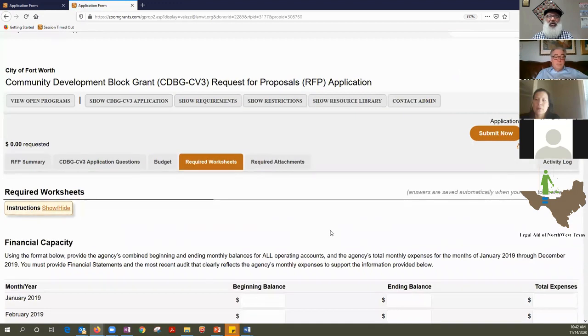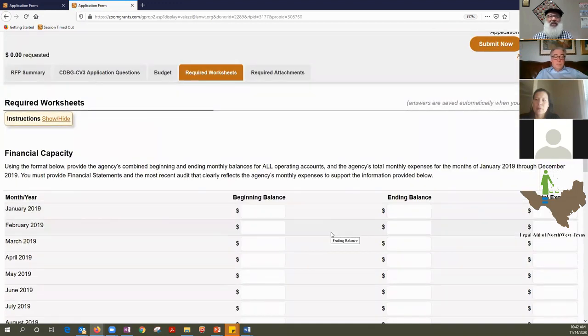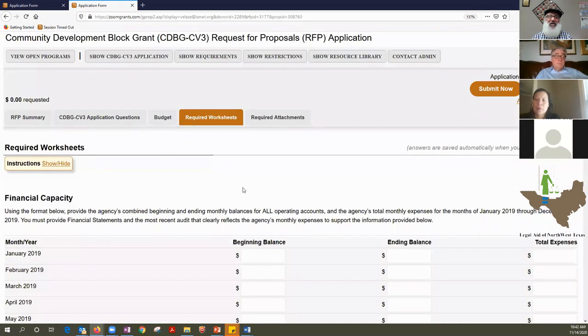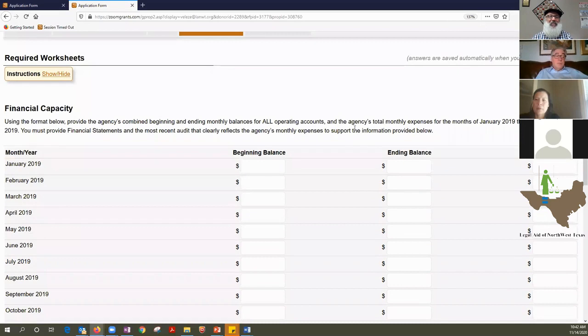After that, then we go into the required financial capacity. This is a document that they need you to complete. In recent years, HUD has become a lot more curious about the specific details of how you manage your finances. So they have created this particular worksheet where they want to see basically the cash flow of your organization on the beginning and the end of each month for the last 12 months.